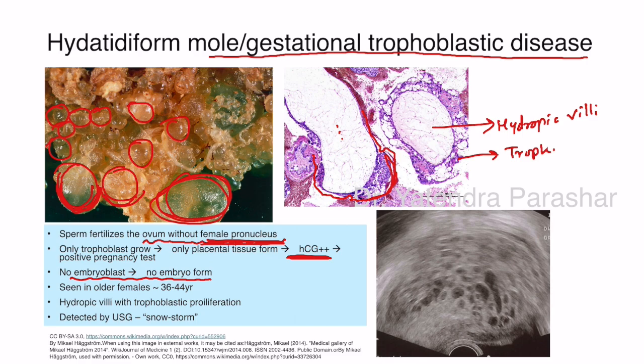This disease usually occurs in females with ages around 36 to 44 years of age, and hydropic villi with trophoblastic proliferation is the histopathological feature. The USG finding is the snowstorm appearance of the H mole in the USG. This is the snowstorm, like snow is falling, or it is also known as honeycomb uterus.